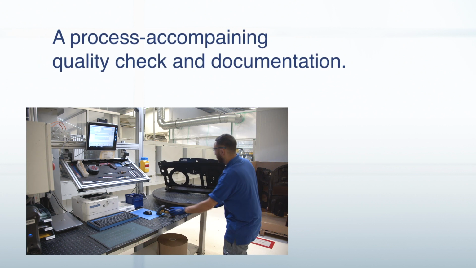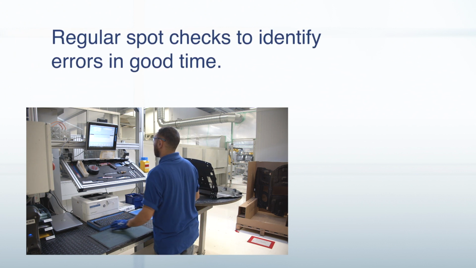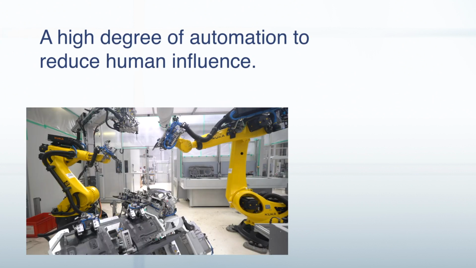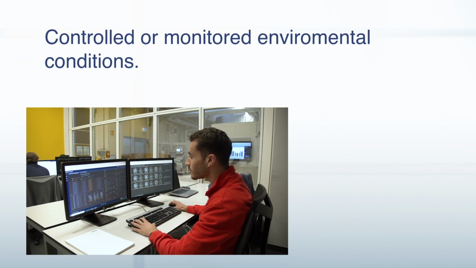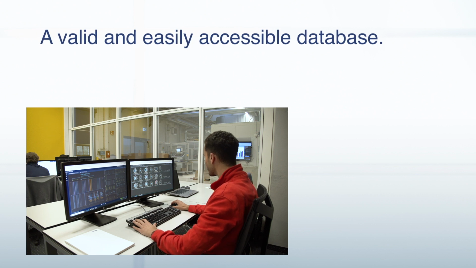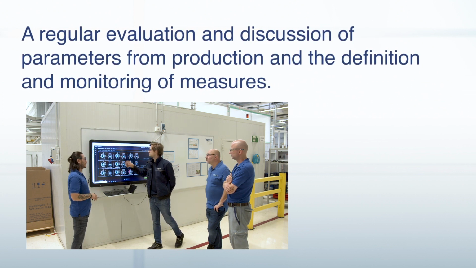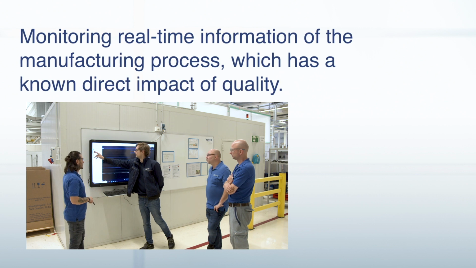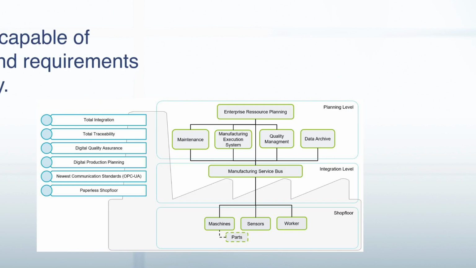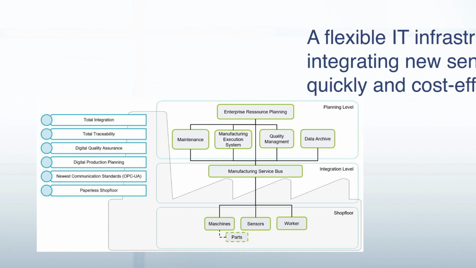Therefore, the following things should not be missing in a smart factory: a process accompanying quality check and documentation, an incoming goods inspection, regular spot checks to identify errors in good time, a high degree of automation to reduce human influence, acquisition of process data from the system and assembly processes, controlled or monitored environmental conditions, a valid and easily accessible database, a regular evaluation and discussion of parameters from production and the definition of monitoring of measures, monitoring real-time information of the manufacturing process, which has a known direct impact on quality, a flexible IT infrastructure capable of integrating new sensors and requirements quickly and cost-effectively.